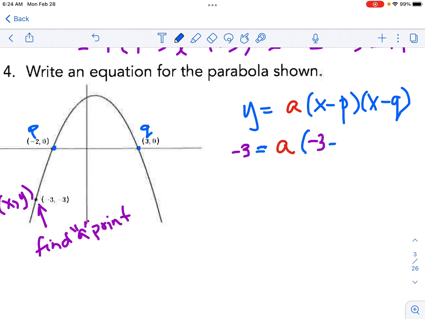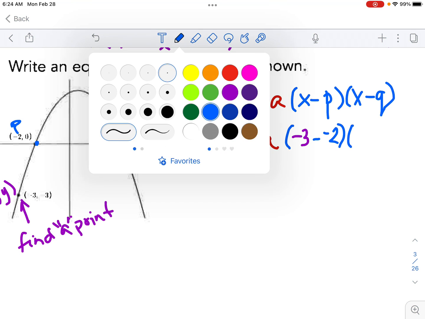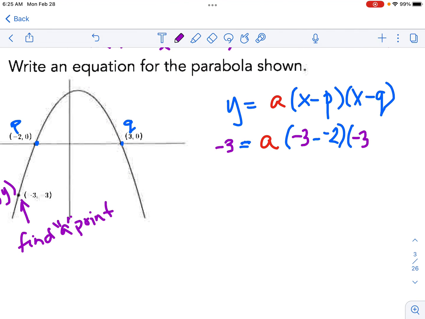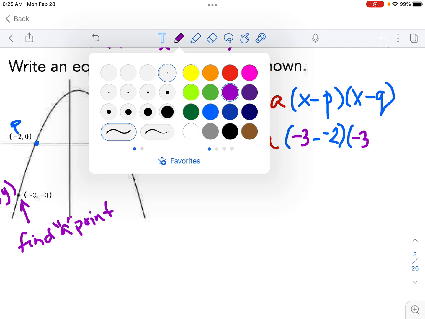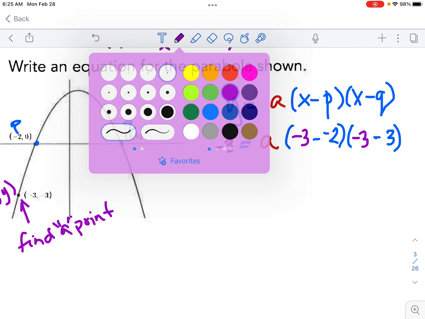And p is negative 2. So we're going to have a minus a negative 2. That's kind of tricky, right? But we're subtracting a negative p. And then the x again, we're going back to that x, which is negative 3. And then the q is, I picked the q to be the positive one, so this is minus a positive 3. Okay, so we got some math to go through there.